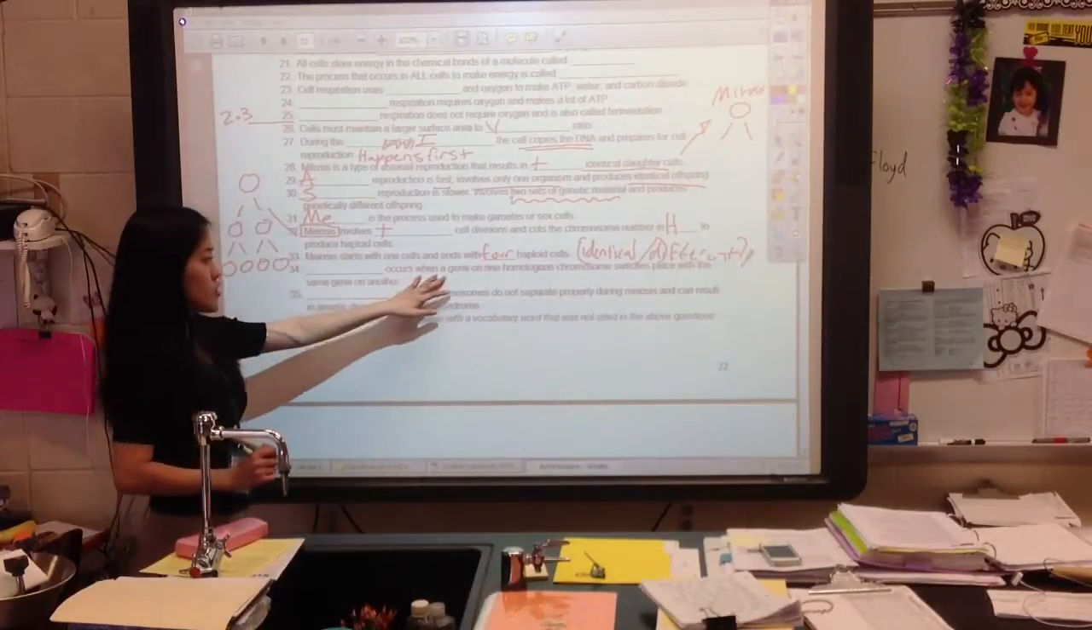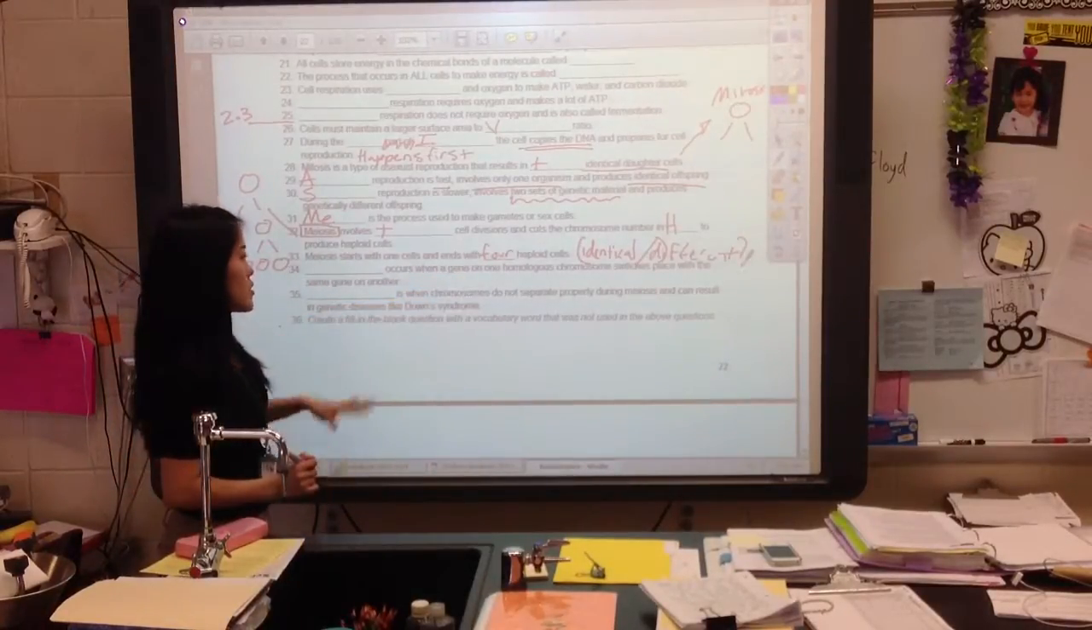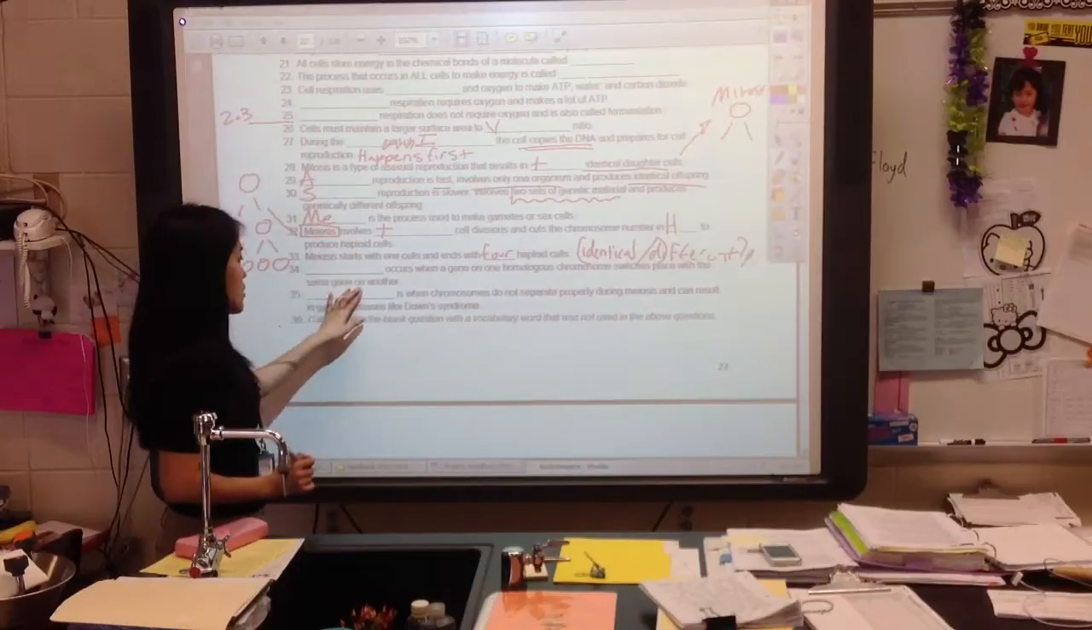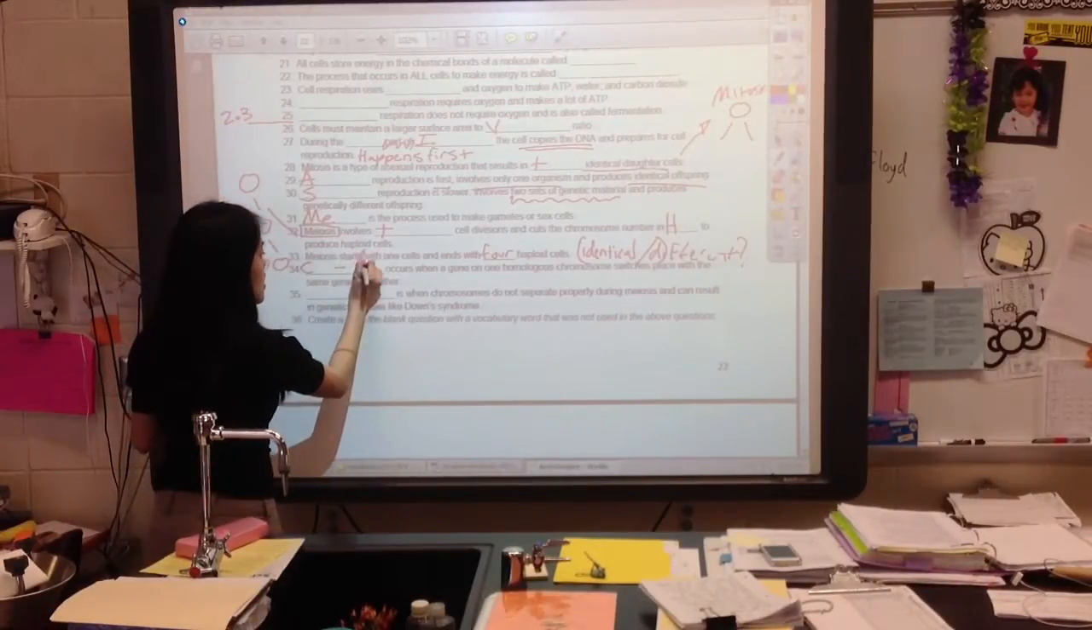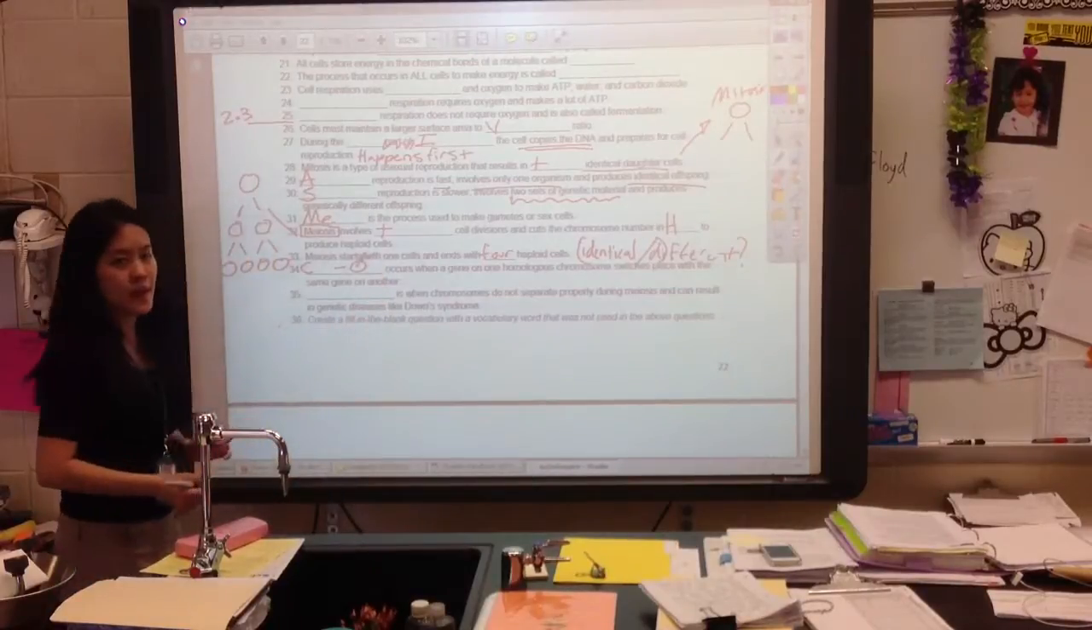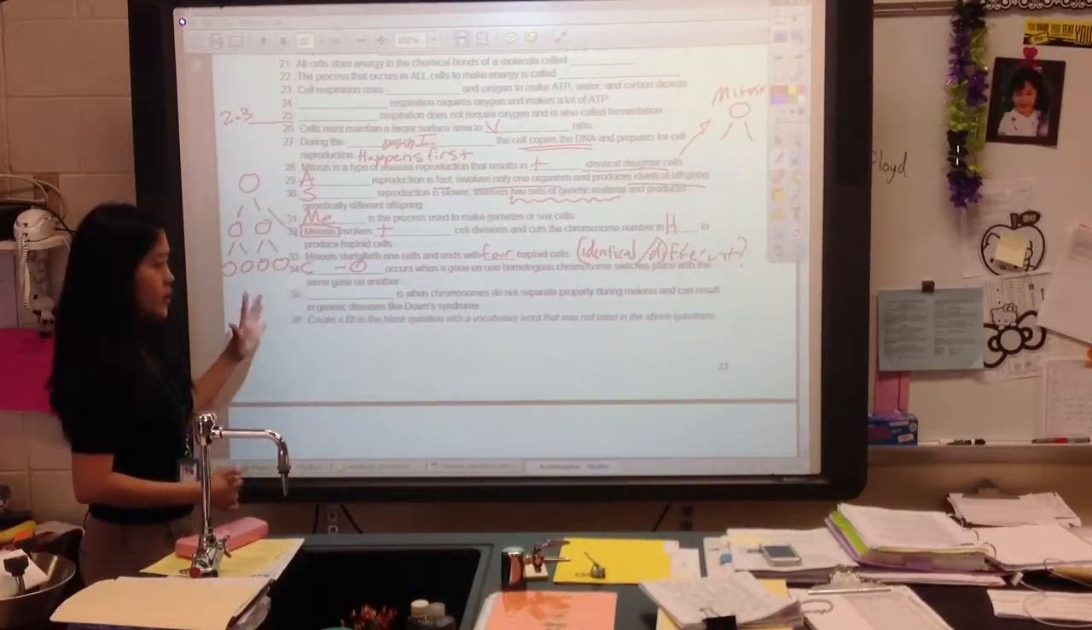34. Blank occurs when a gene on one homologous chromosome switches places with the same gene on another. This is actually two words. C, O. All right? So look at that. What is that process called?